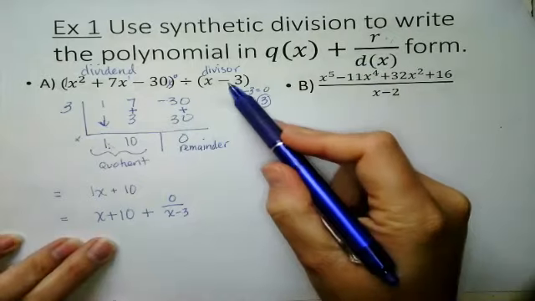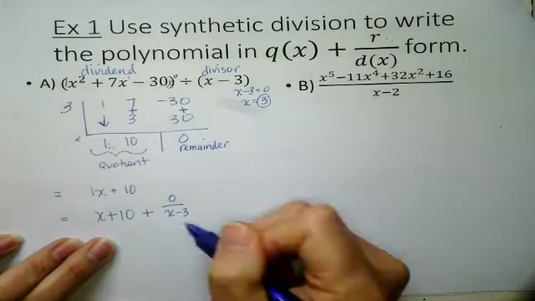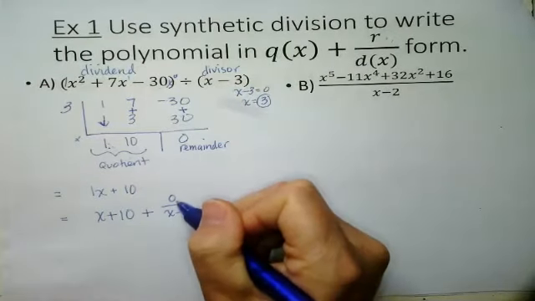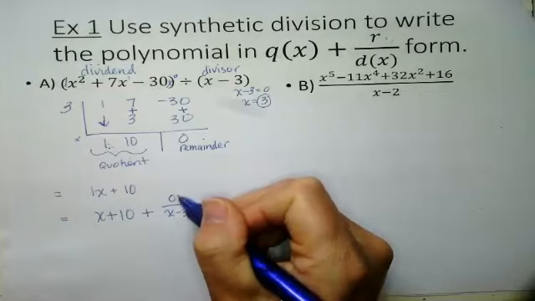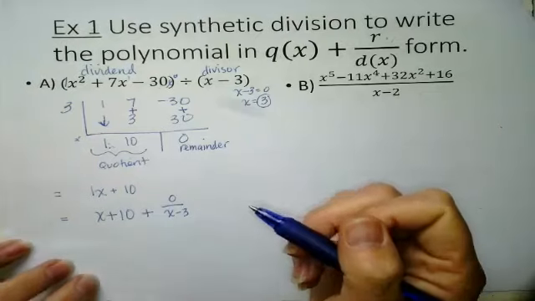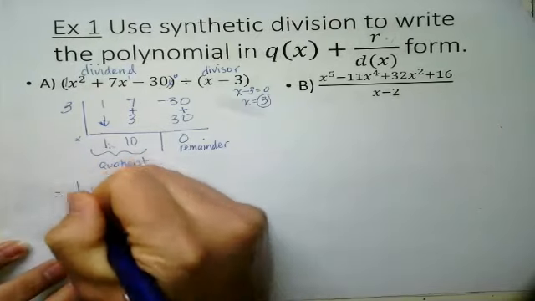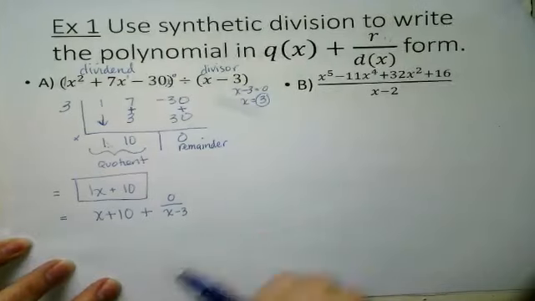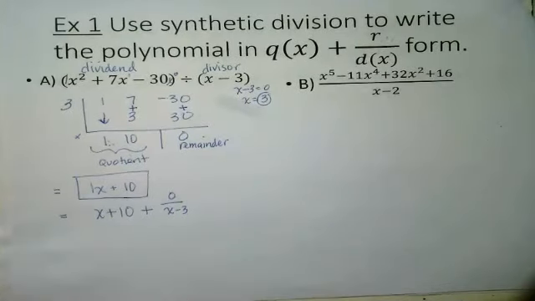D is for divisor, okay? But we never really write a remainder of 0 divided by anything as 0. So why bother? I think I personally would just leave it like this. Of course, if you had a remainder other than 0, then I would put that up there.